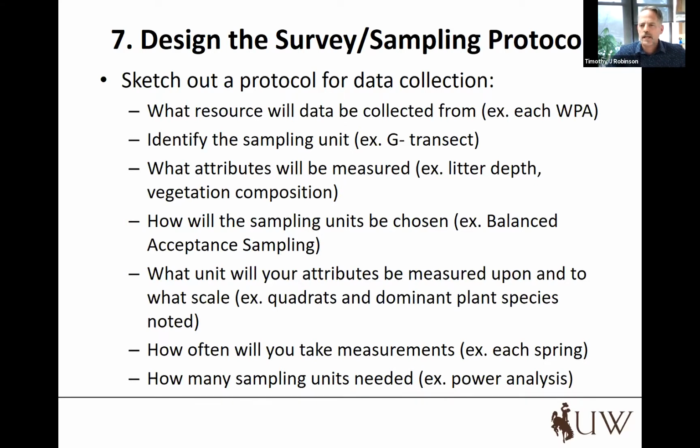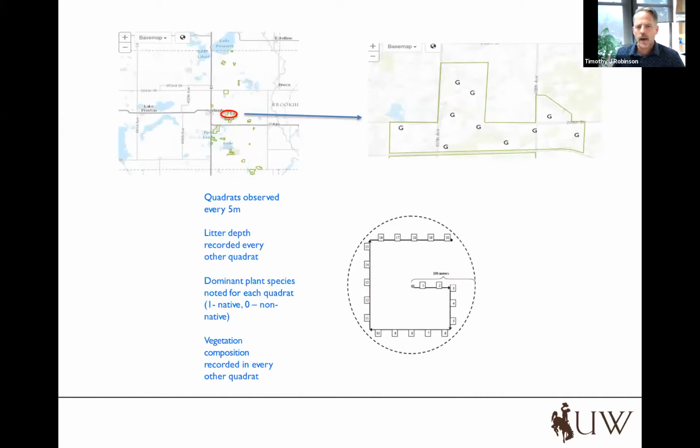Now, you also need to indicate how often you're going to take measurements. For instance, maybe we're going to take measurements each spring, and you also need to know how many sampling units are needed. So let me get into a little bit more detail about what this looks like. So there was the Madison, a snapshot of that district up in the upper left. I've got one of the WPAs circled in red, and I've blown it up in the upper right. And those Gs are just transects. They're 100-meter transects that the biologist is going to walk, and they're going to put quadrats down every 5 meters.